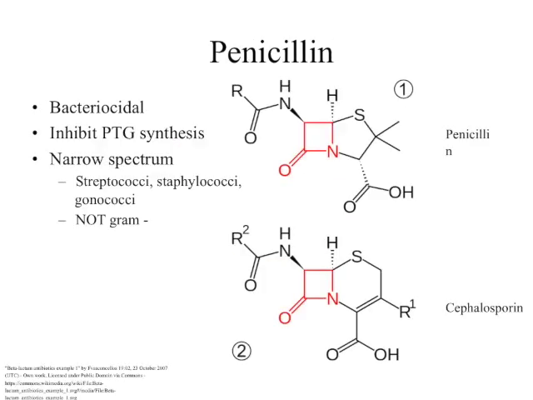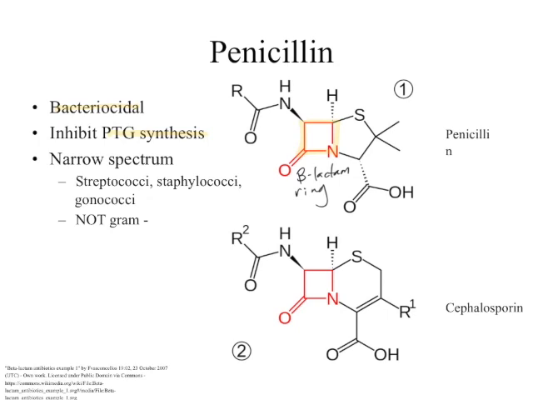All right, penicillin. Penicillin is called a beta-lactam because this red ring right here is called a beta-lactam ring. And this ring is really important in the functionality of the drug. Now, penicillin is bactericidal, meaning it will kill bacteria and not just inhibit their growth. And it targets peptidoglycan synthesis. We'll look at that in the next slide.